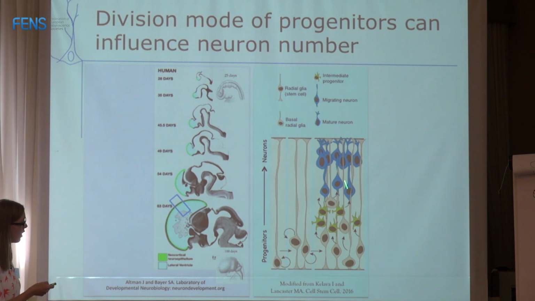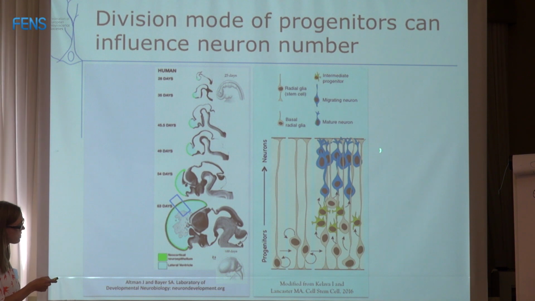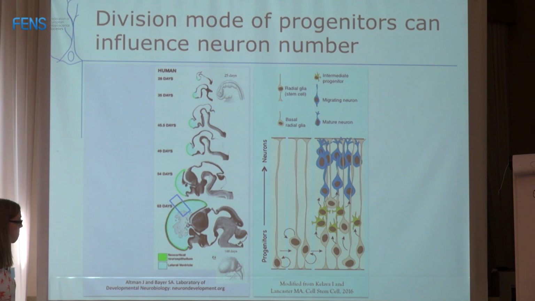That can be a neuron, so this would be direct neurogenesis, and the neuron then uses the basal process of this radial glial neural stem cell to migrate out and position itself in the cortical plate. The cortical plate will then become the gray matter of the brain.